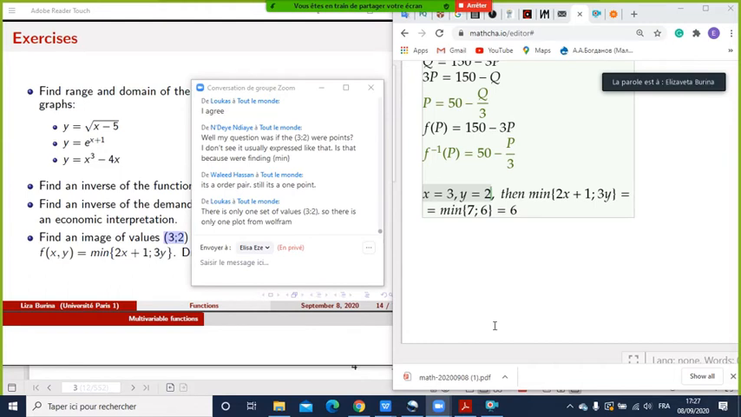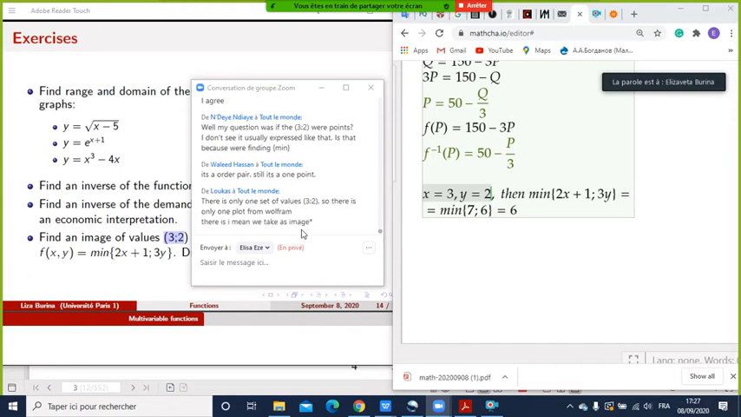Okay, I agree with all of you. But, well, for the plotting, that's absolutely another thing. But for just the image, yes, we take 3 because it's first as x and 2 because it's second as y. And that you will do for sure. Like, find a value of the utility if we consume 2 coffees and 1 croissant.